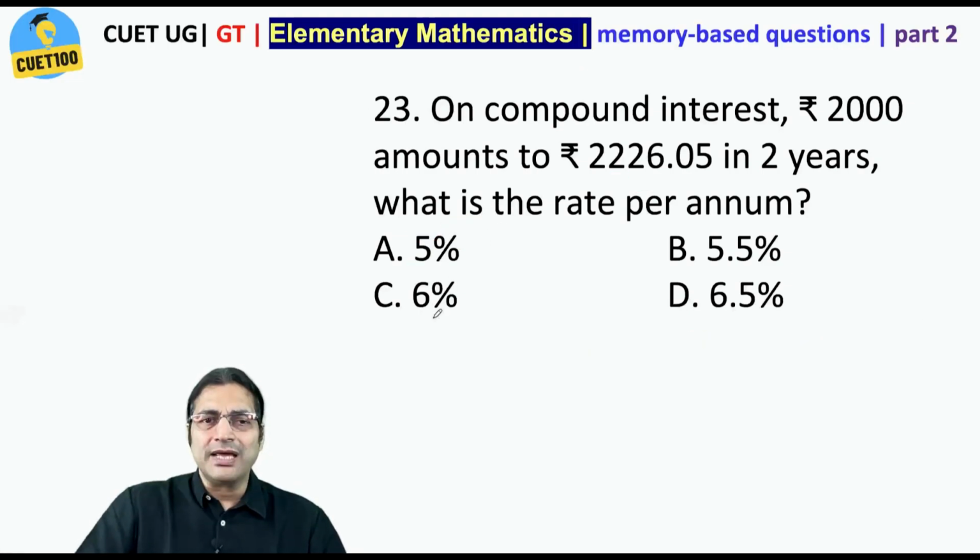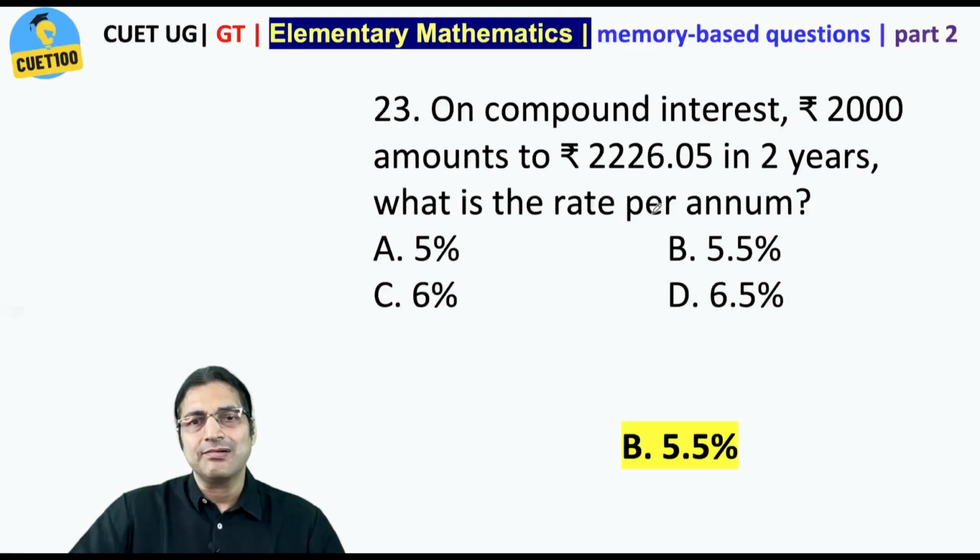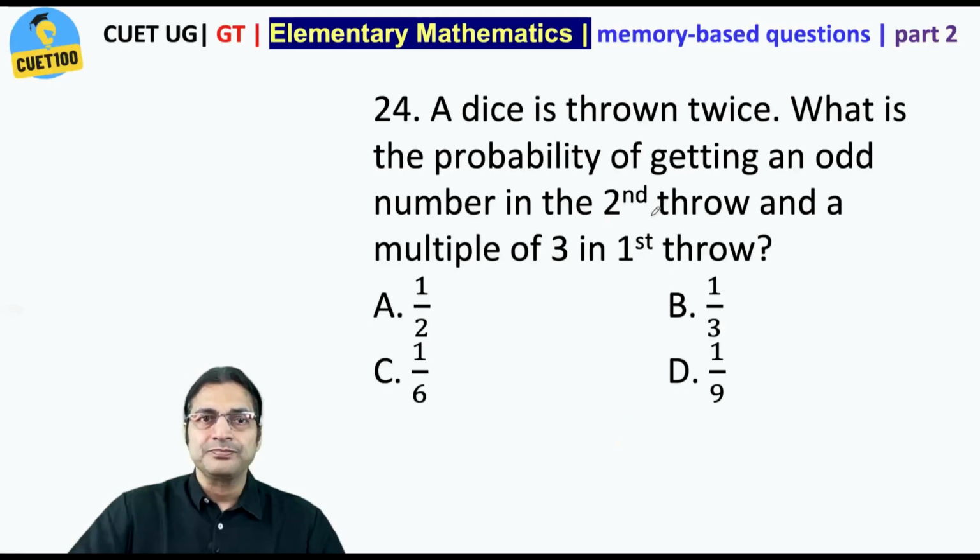Alright. 6% compound interest. Even if it were 6% simple interest, in 2 years, the interest would be 12%. 12% of 2000 is 240, which is more than this. So, this also cannot be the answer. The answer has to be less than 6%, but more than 5%. There is only one option in between, 5.5%. That's your answer. Right? Any doubt? So, it's not complicated. You just have to use the options.